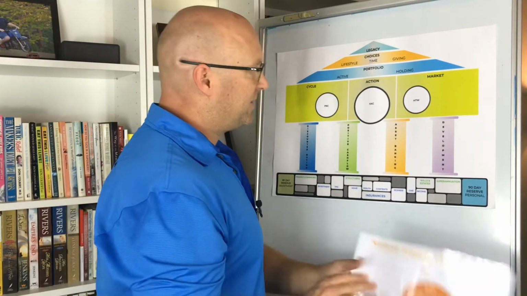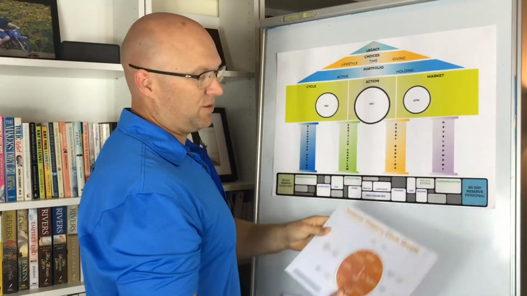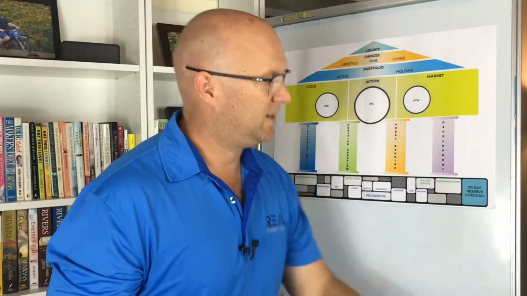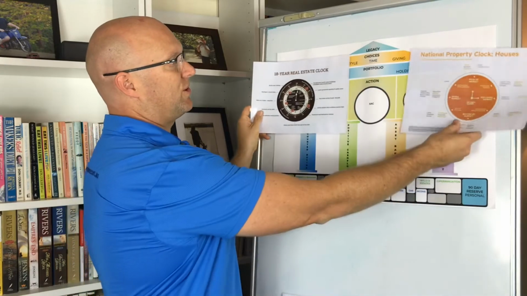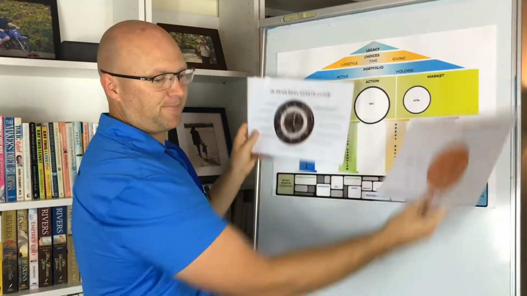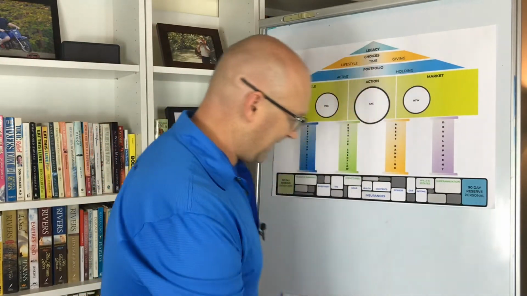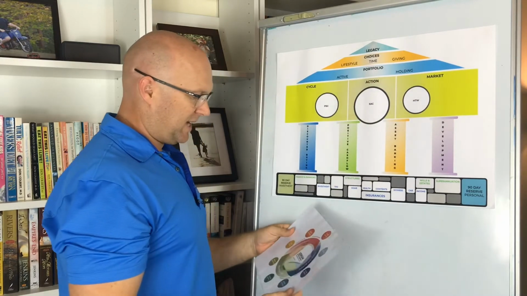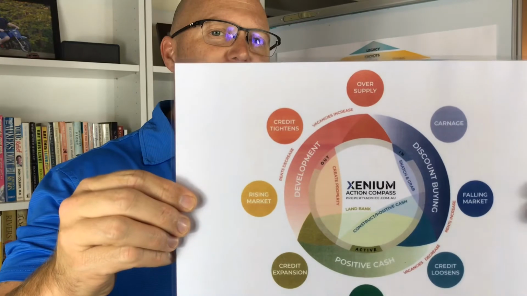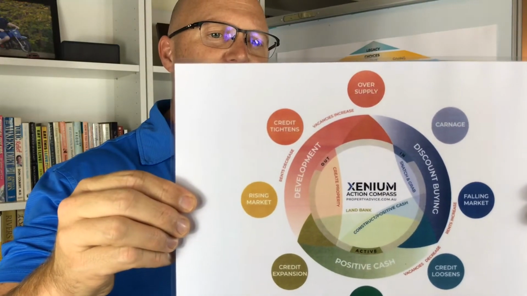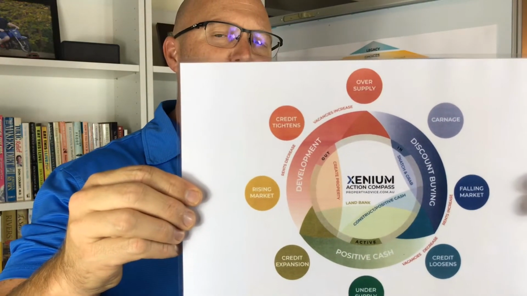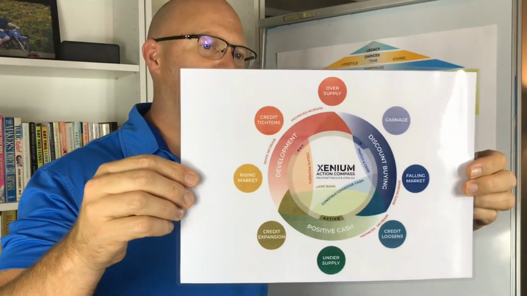So just before we go on, that one fits over there, right? So we've got Phil's clock over here in this overall cycle. We've got the local market cycle there. Okay, so we developed our compass. This is our Xenium action compass, and you will have a copy of that emailed to you as well. And that's it there. And you're probably wondering, how the heck do you read this?